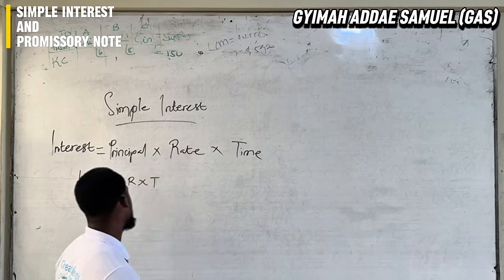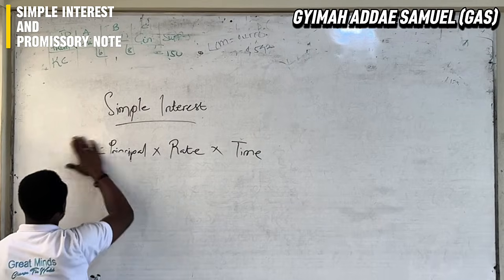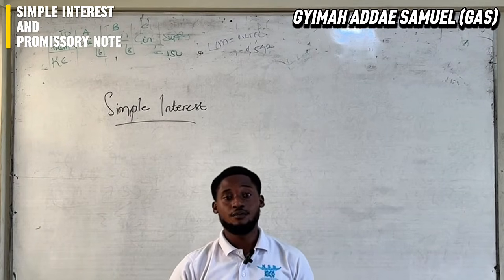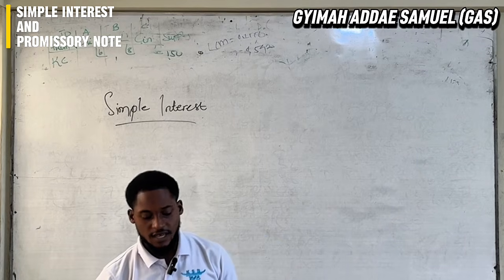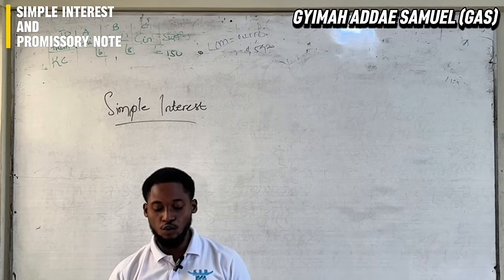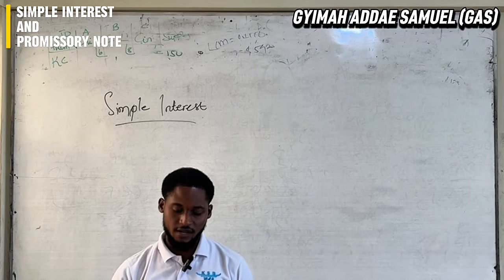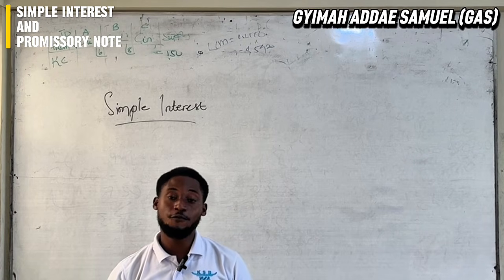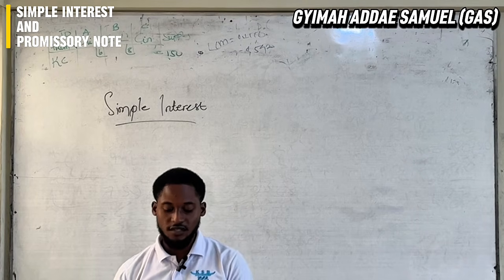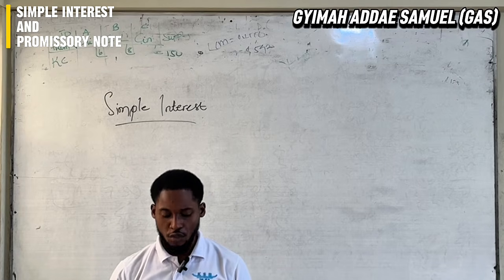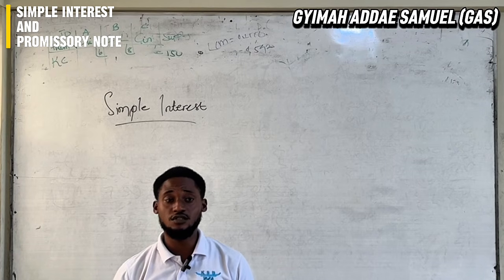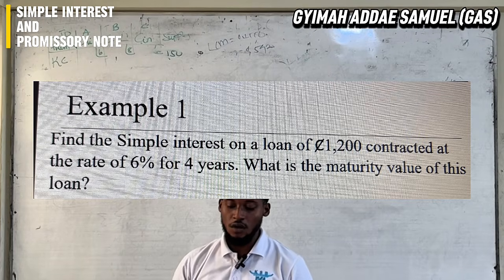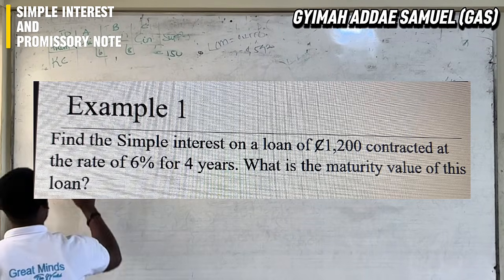So we have an example here. First example under simple interest: find the simple interest on a loan of 1,200 contracted at the rate of 6% for 4 years. What is the maturity value of this loan? First of all, when you get a question, you state down your apparatus. It says find the simple interest on a loan of 1,200.